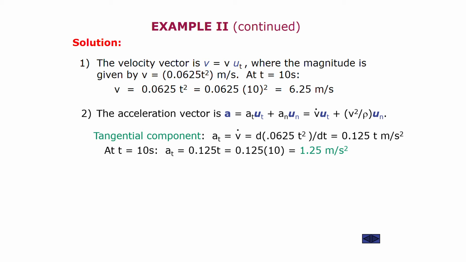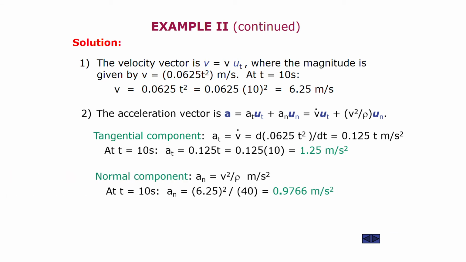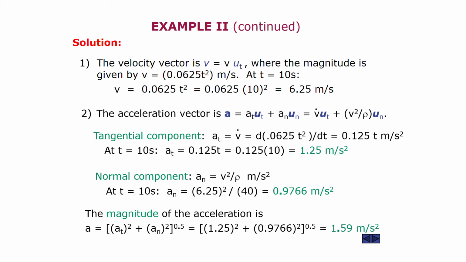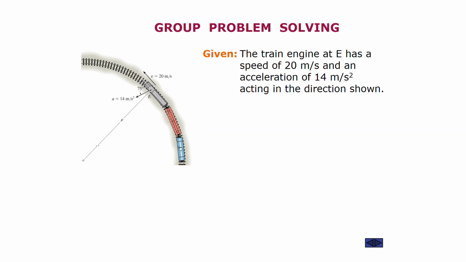Remember, you have to find v dot. You have to know v, and only then can we write down the acceleration vector and the magnitude. Remember that. So that is the normal acceleration. v squared over rho is always the normal acceleration or the centripetal acceleration. Then the magnitude, you can take by the square root of at squared plus an squared again. So we got 1.59 meters per second squared.